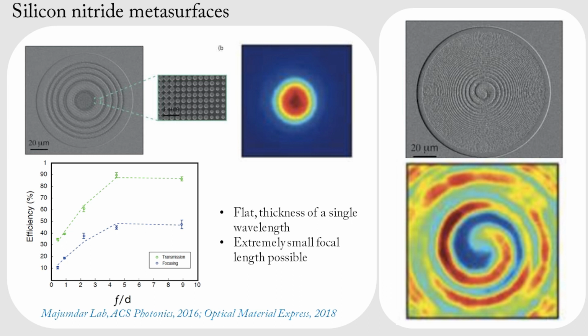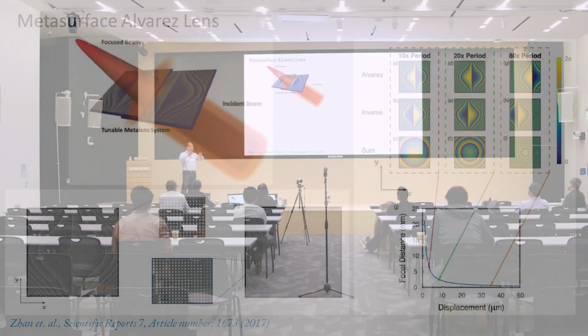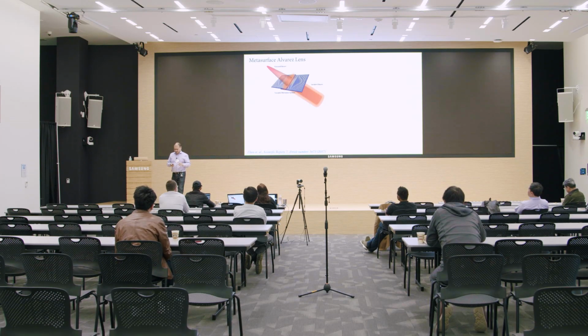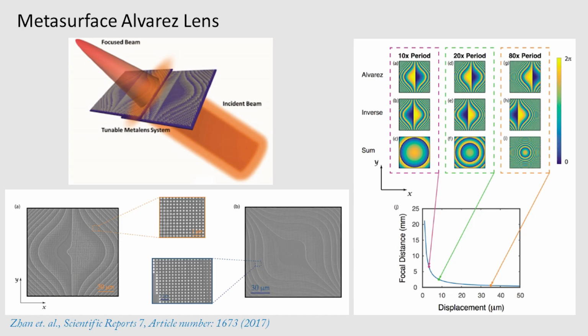We started looking into something called an Alvarez lens. In an Alvarez lens, you use two cubic metasurfaces. You place them in front of each other, and when you laterally shift them, you create a lens-like behavior whose focal length depends on the lateral shift. So this is how it looks. This is one Alvarez lens, this is the other. You place them in front of each other, and as you can see, when you sum them up, you get lens-like behavior, but your focal length is changing.